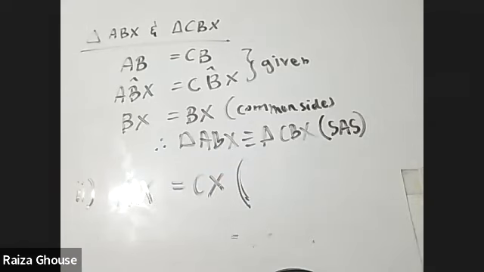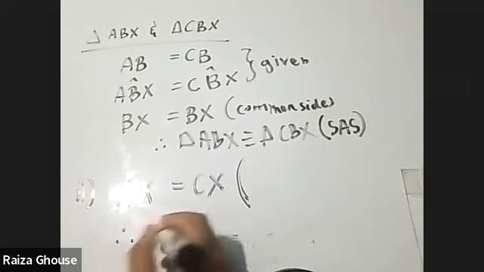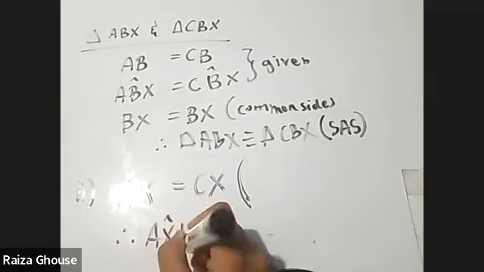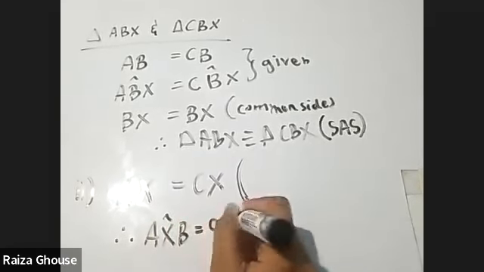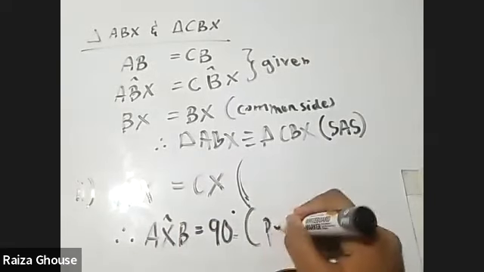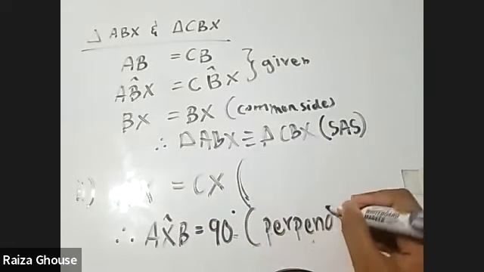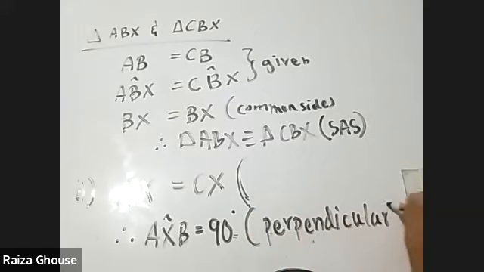Then you can write, because they are equal, therefore, AXB is equal to 90 degrees. Perpendicular. That reason you can write: perpendicular. This is how you do the proof question. Usually you are getting 10 marks for this type of question. You don't believe it, but you are getting 10 marks for this type of question.